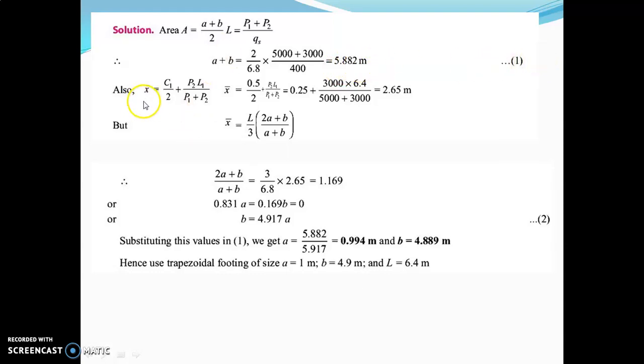Now we have the formula x bar equal to (C1 divided by 2 plus P2 into L1) divided by (P1 plus P2).